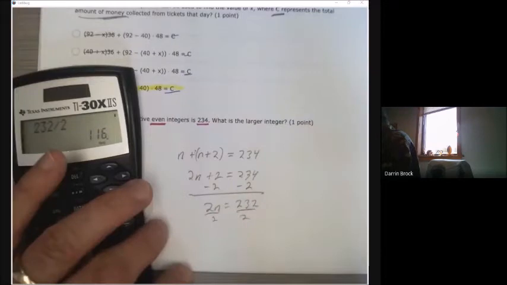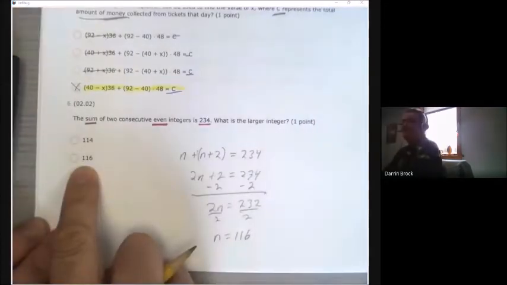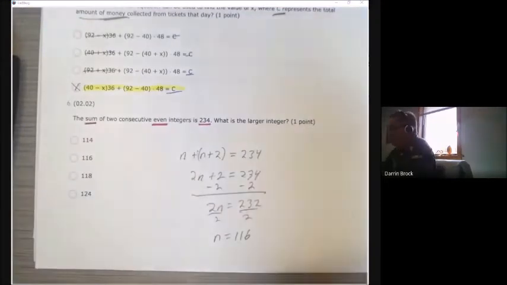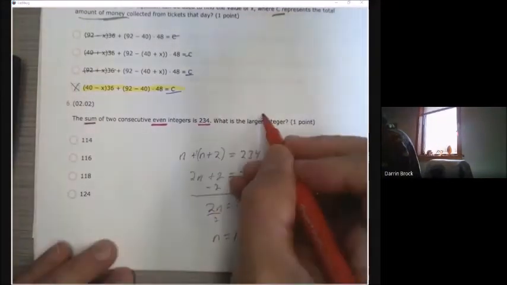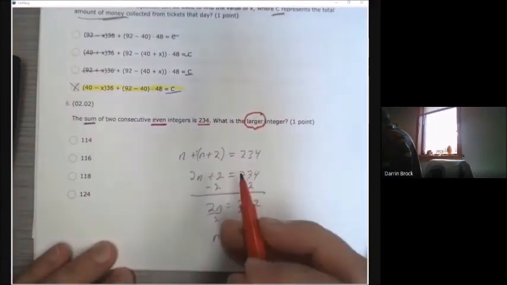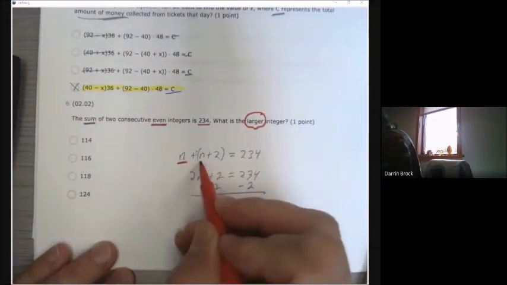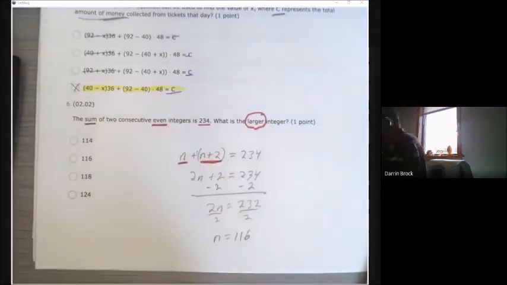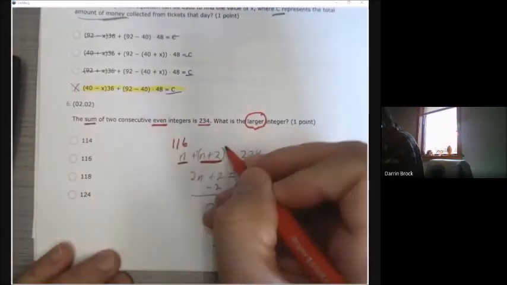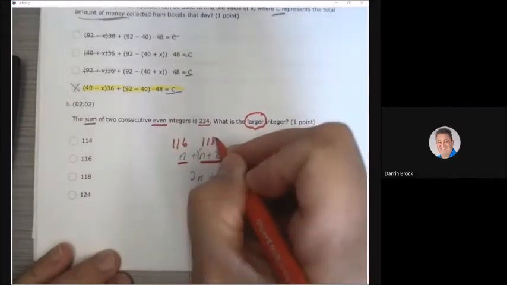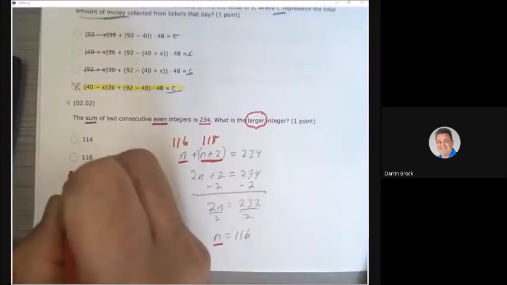It's 116. And we want to choose that, but that's not what it's asking. Here's the key word that means everything right here: larger integer. We know we were looking at n and the next one that's bigger. Since this is 116, the next number must be 118. And which one's larger? 118 is larger.